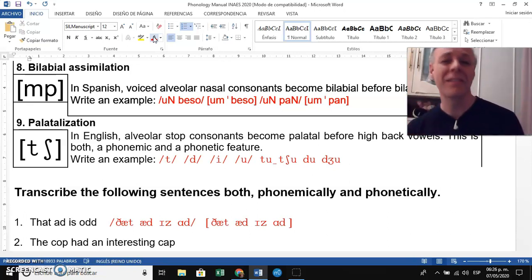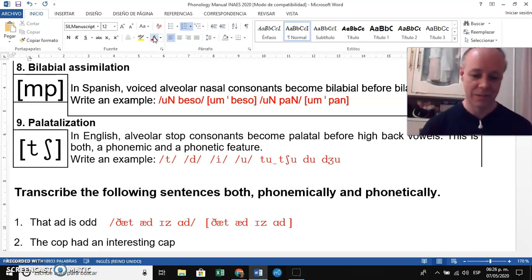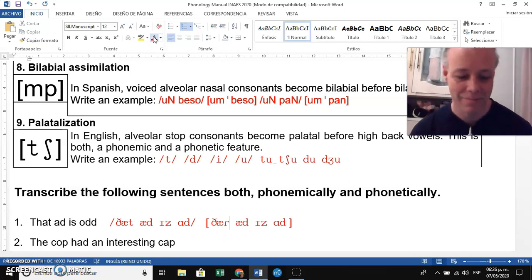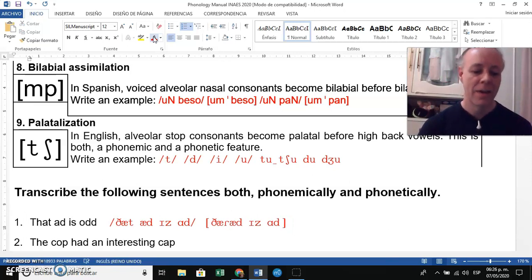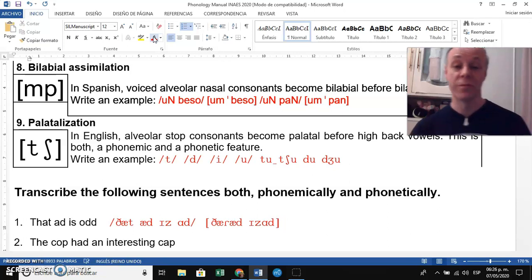So let's say two groups. That add is odd. Like this. Okay. That add. So the T becomes what? Yes, you're right. A flap. That add is odd. Two groups. Okay.